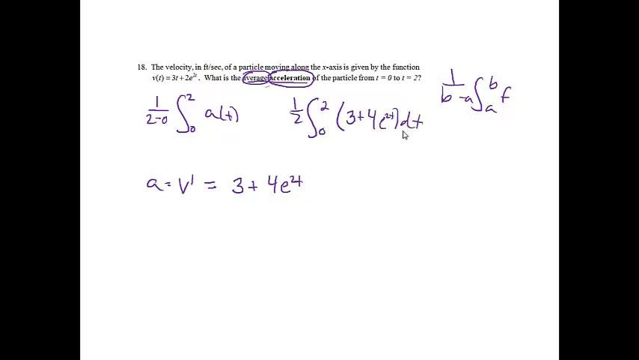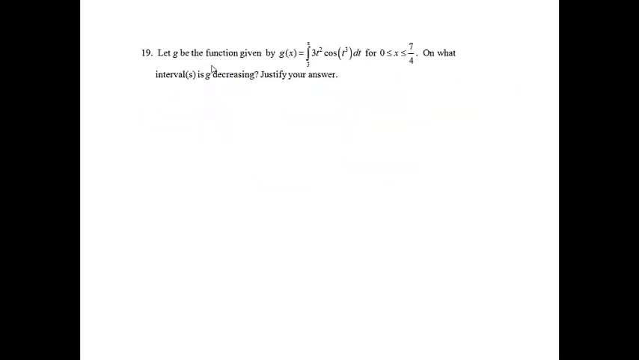And then from here, this is a calculator problem, so I can go ahead and use my calculator to get that. That will be 56.598. Number 19, let g be the function given by g of x is equal to the integral from 3 to x of 3t squared cosine of t cubed on the interval 0 to 7/4.